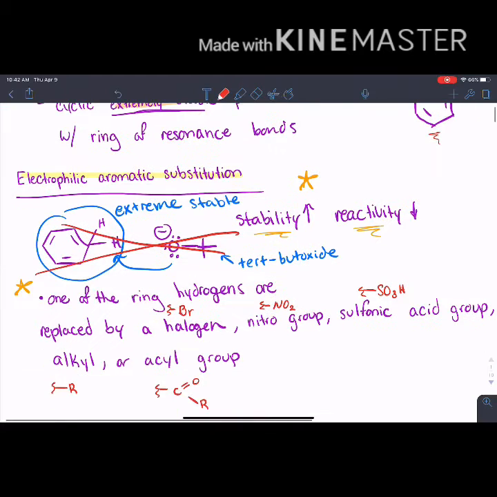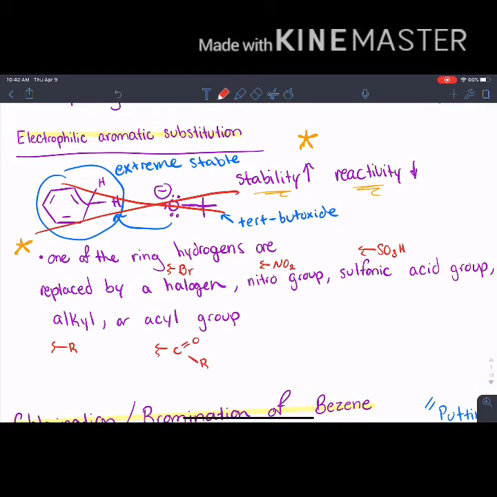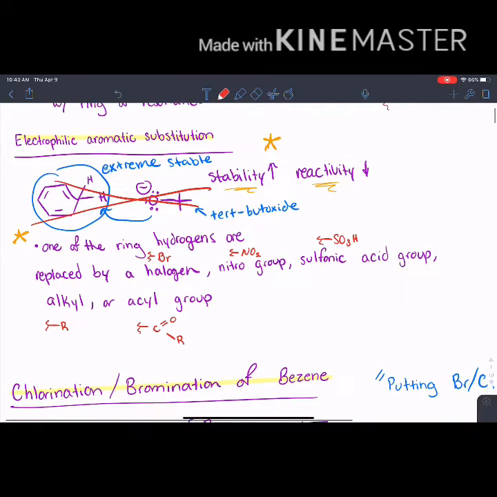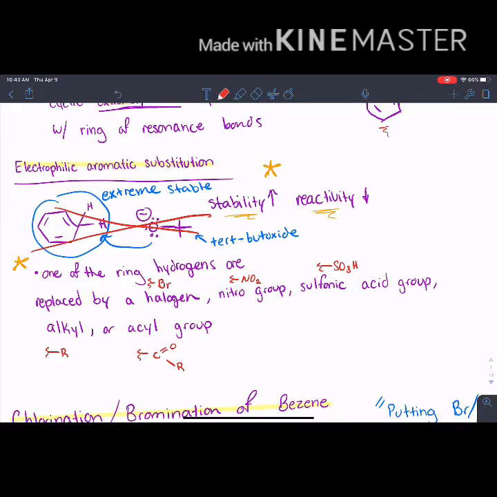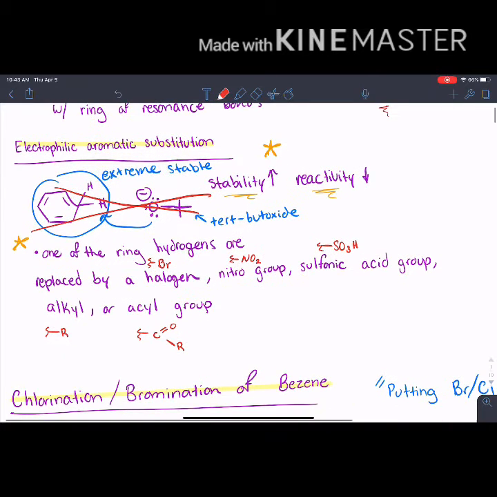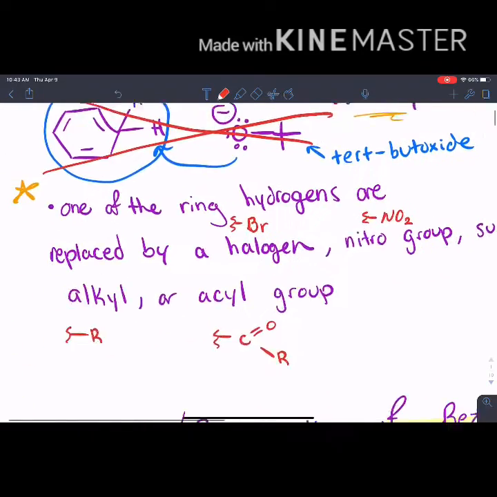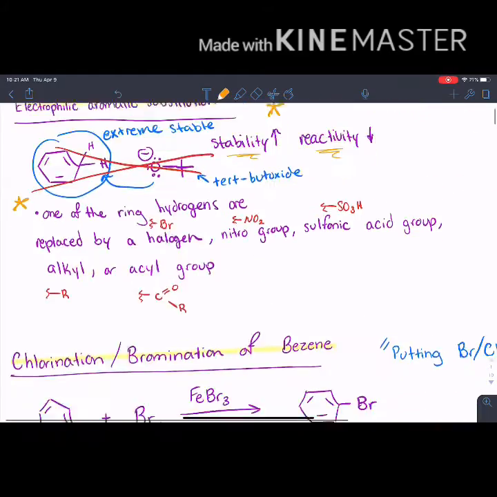Since stability increases, reactivity decreases. This makes it such an extremely stable compound that we must use different reagents that haven't been seen before because of the stability. You can't just do tert-butoxide and then expect a normal elimination or substitution reaction to occur. So electrophilic aromatic substitution solves this problem, in which you take one of the ring hydrogens and replace it with a halogen, a nitro group, a sulfonic acid group, or an alkyl or acyl group.